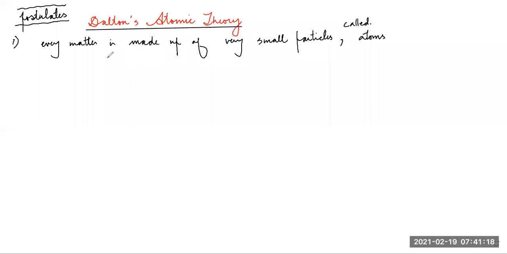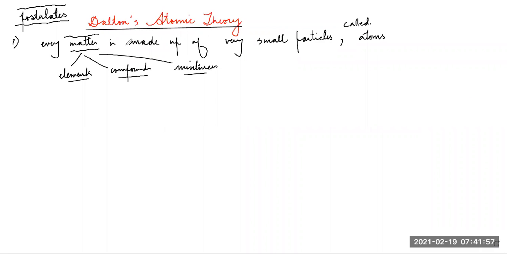Called atoms. Now, when we talk about matter, here matter means elements as well as compounds as well as mixtures, anything and everything you can imagine which has mass and occupies space is matter. Am I right? Obviously not heat, not radiations, not feelings. So every matter is made up of very small particles.